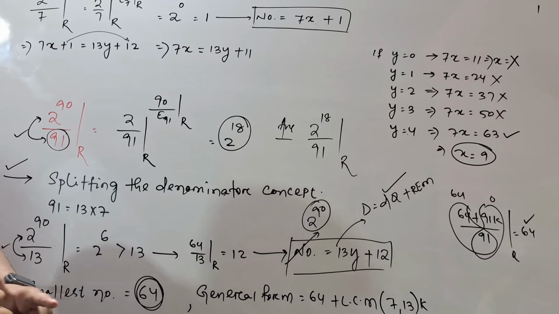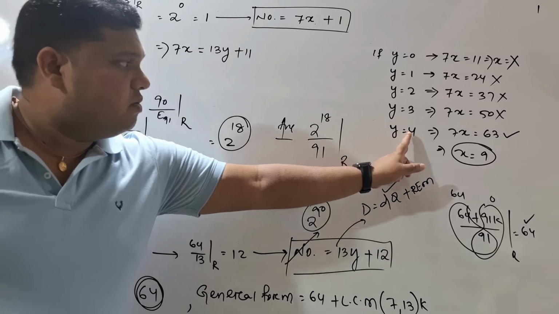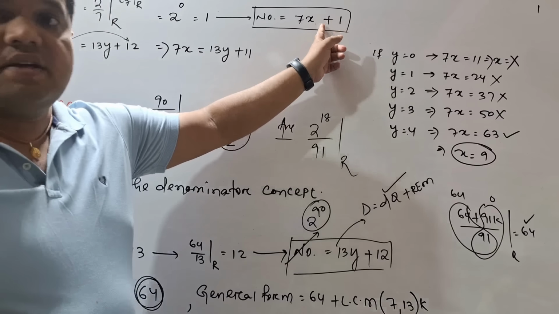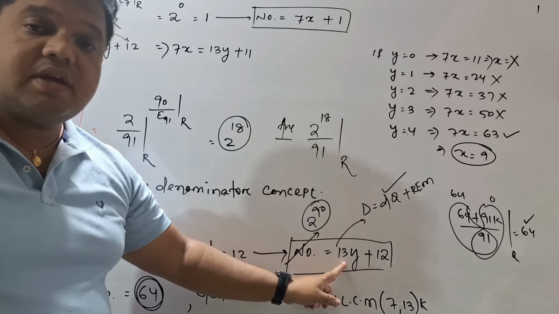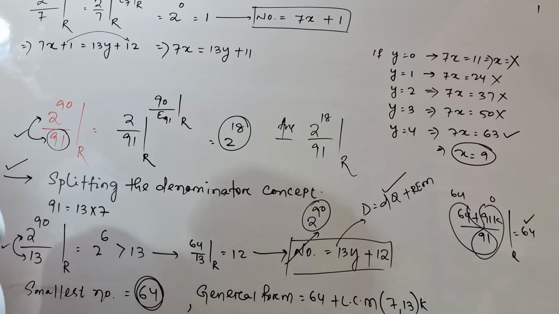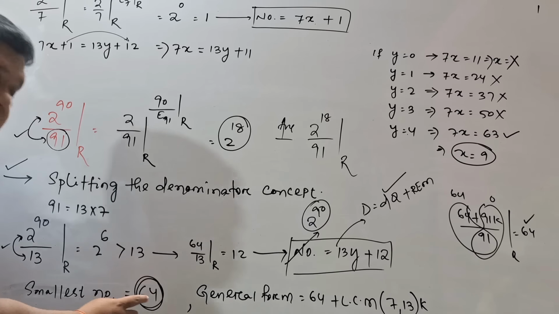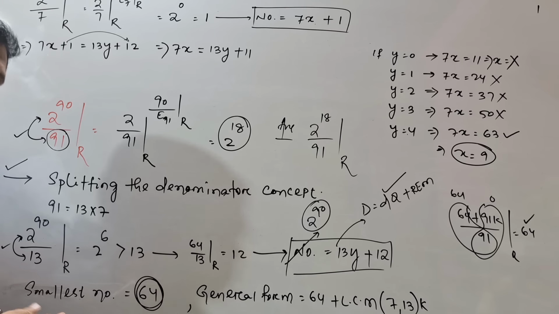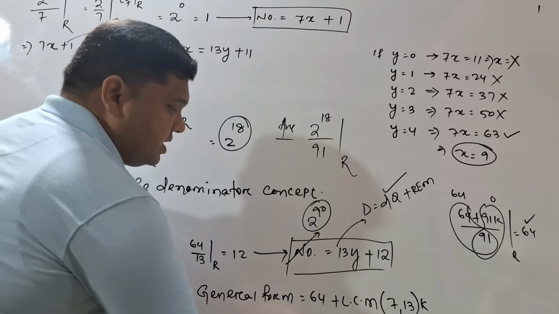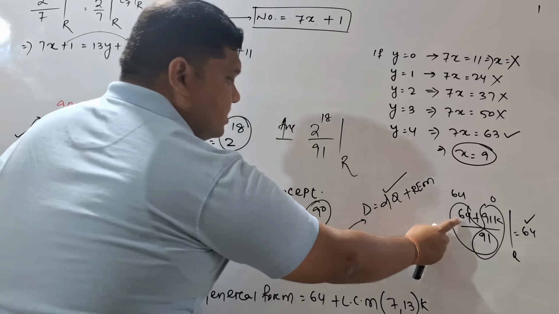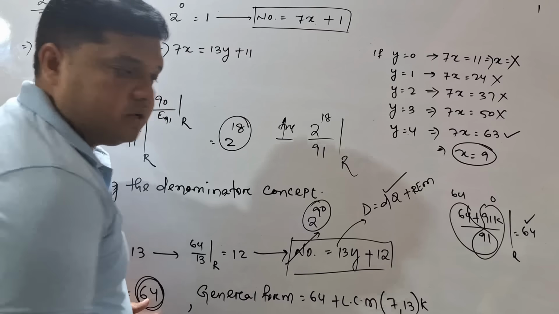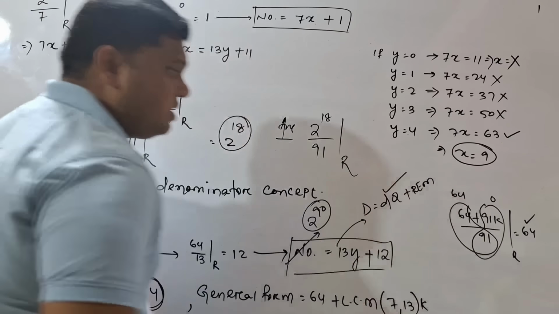So after putting the value of x or y, whatever you can put, if I put the value of x here, I will get same value. If I put y value here, 13 into 4, 52 plus 12, 64. Done. So this is the smallest number and this will decide my answer. This is nothing but my answer. The smallest number is nothing but the remainder. Why? General form of the number is this one. When I divide this number, means 2 to the power 90, it can be written in this form. When it is divided by 91, I will get remainder 64.